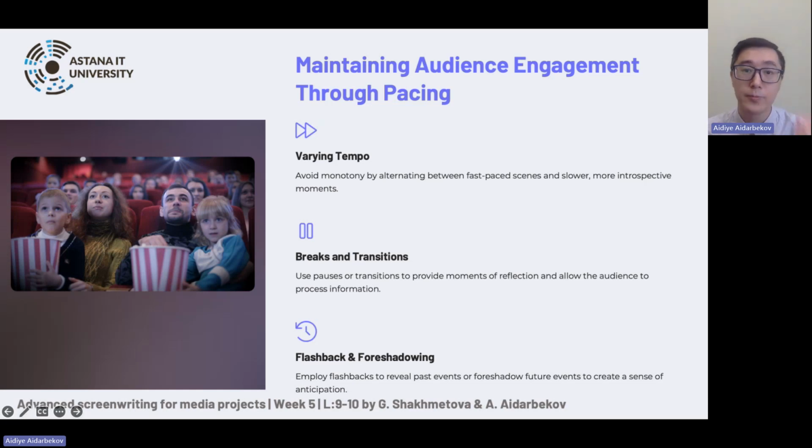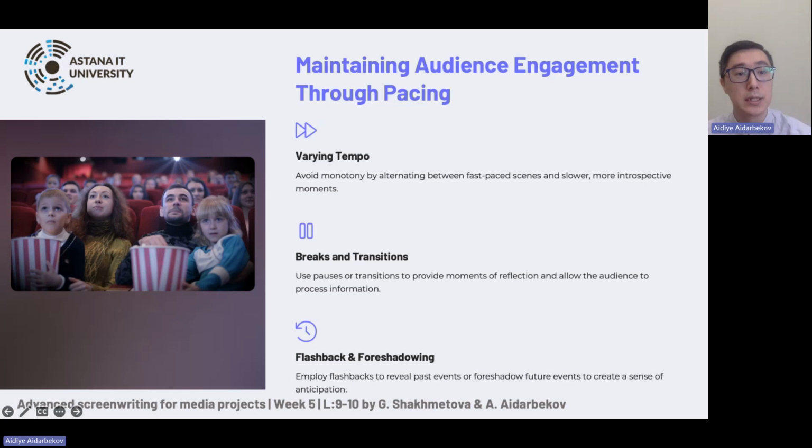So firstly, when we talk about pacing, it's mostly tempo. We can vary the tempo structure. We can avoid monotony by alternating between fast-paced scenes and slower, more introspective moments. Through tempo, through chronology, we can make it a little bit slower or faster, even through dialogue. So how fast our character will speak, how fast the action will happen in our scene, or even in action scenes, we can make slow moments, like only a character's motion, or a clock ticking before a bomb explodes, some quiet moments where the audience listens to what's happening.